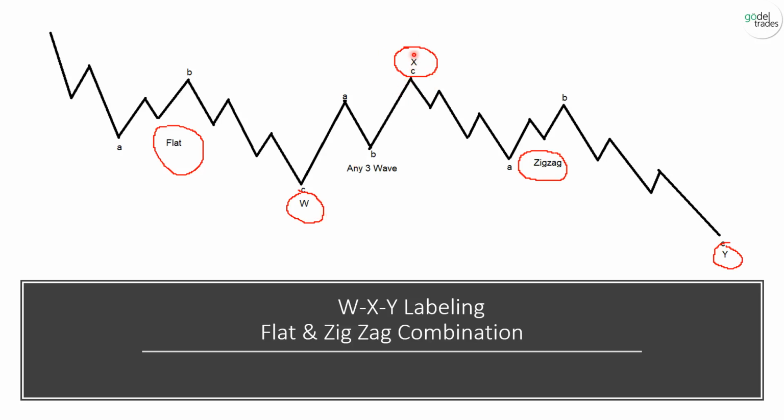Then your X wave goes against this corrective trend and is often referred to as a connector, and that can be any 3-wave combination or any 3-wave correction. So A, B, C of X, and then you have a zigzag, 1, 2, 3, 4, 5 of A, 3 of B, 1, 2, 3, 4, 5 of C. That completes Y. Now this WXY combination is complete.